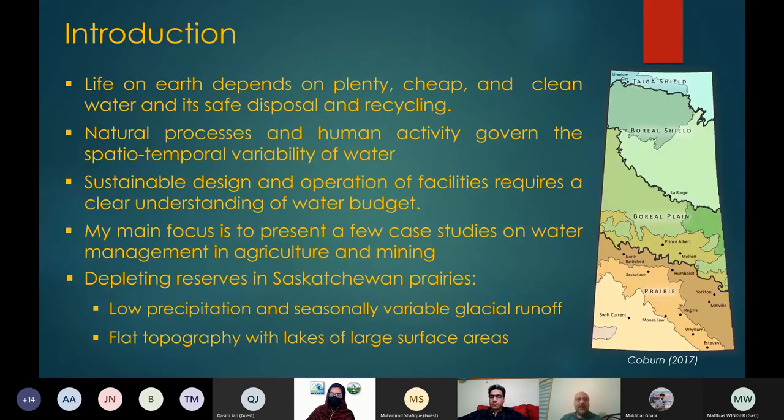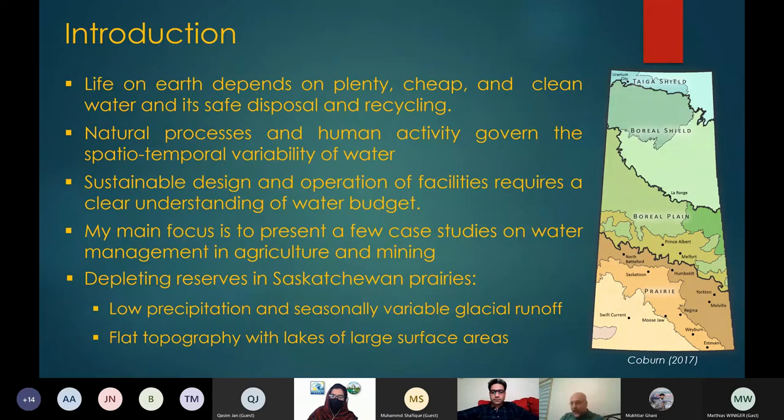We know that life on Earth depends on the availability of clean water and its safe use, safe disposal after we actually use it, and then maybe even recycling. So that whole water cycle is important for us. Water may be at the surface in the form of lakes or oceans, and then it interacts with the atmosphere in terms of the wind and the sun and the temperature and so on. And so those land-atmosphere interactions become very important in nature, as well as in industrial settings. And I will be discussing primarily the mining setting and also the agriculture context.